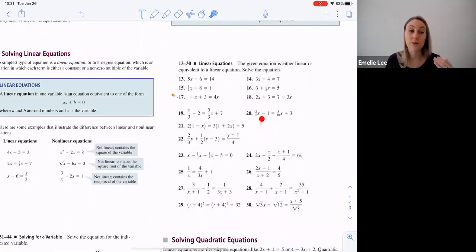Then I want to move through and solve some linear equations. Sometimes it might not look linear, so the given equation is either linear or equivalent to a linear equation. This type of question is definitely something that I'll put on test 1, but also on the final, so we need to be really good at working through these. Just star 13 to 30 and make sure that you're able to work through all of these. So I'll do a quick selection.